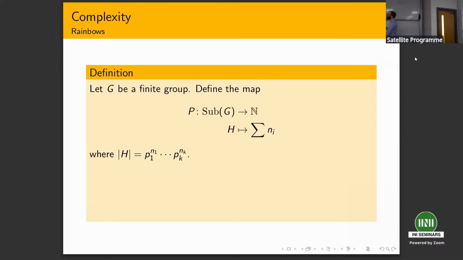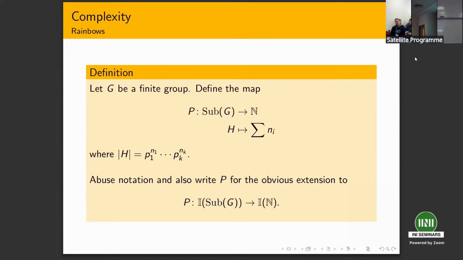So what I'm going to do is take the subgroup lattice of G, Sub G. And I'm going to define a function that takes a subgroup H and sends it to a sum. The size of H, I can write its prime decomposition as p1 to the n1, blah, blah, pk to the nk, and I just sum up the powers, these ni's. You can do this, and I'm going to tell you why you should do this in a minute.